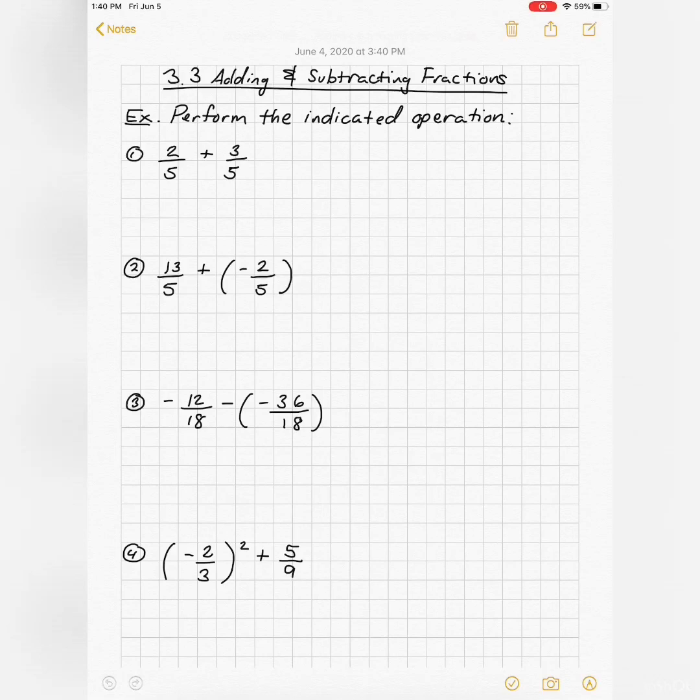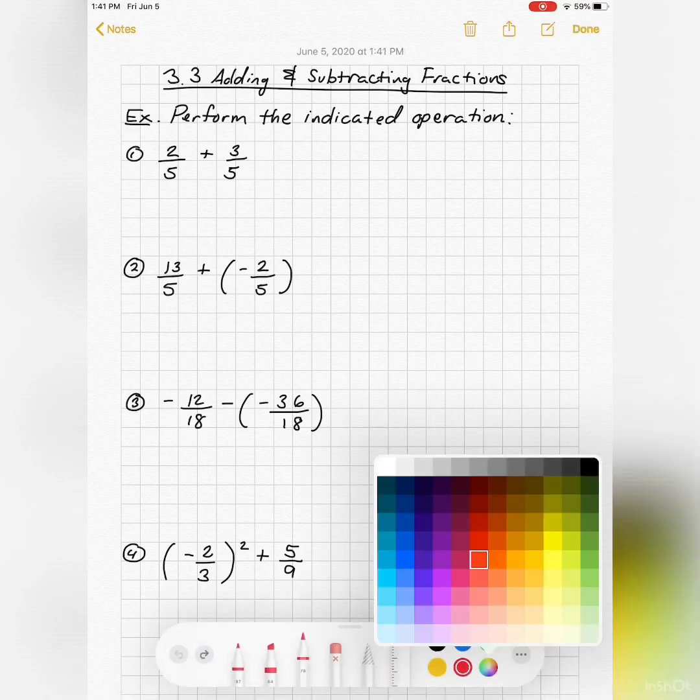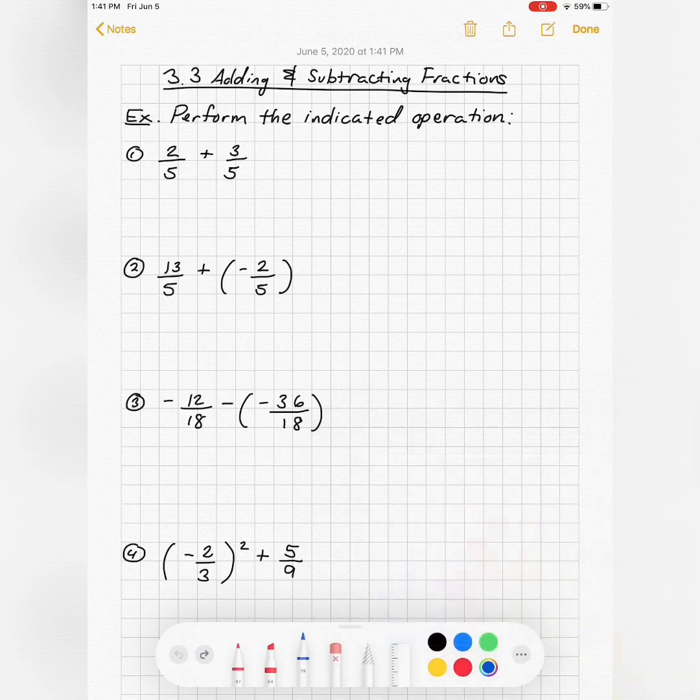And the next thing we can do with fractions is add and subtract. So we've already done a little bit of this. Adding two fractions with the same denominator is very easy. We have 2/5 plus 3/5. These are like terms. So I would say 3/5 plus 2/5 is just 5/5.